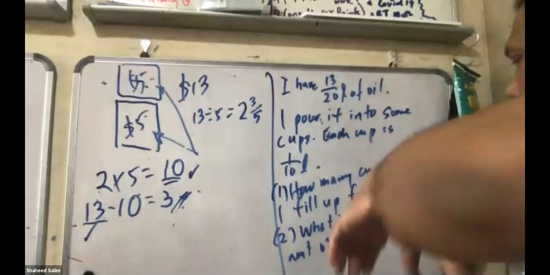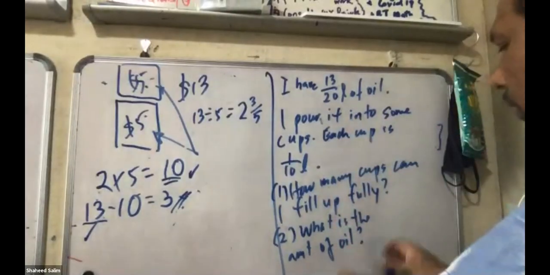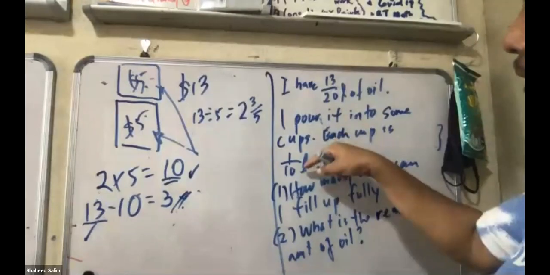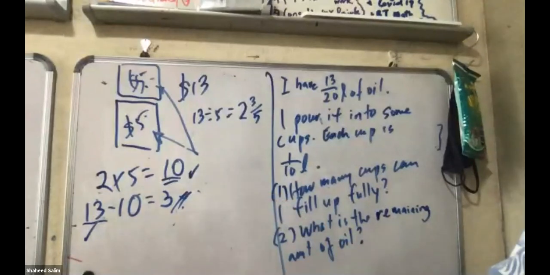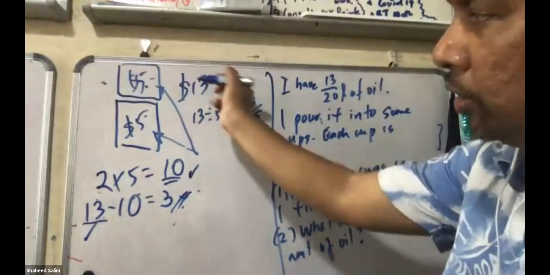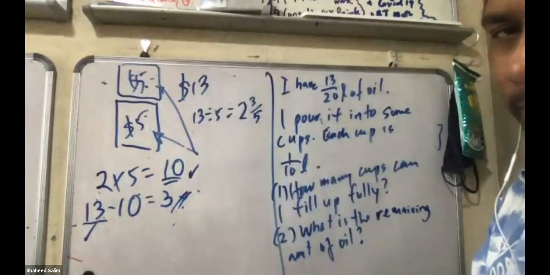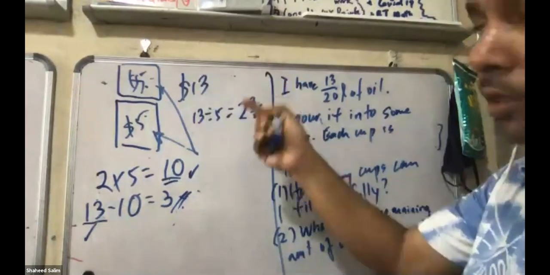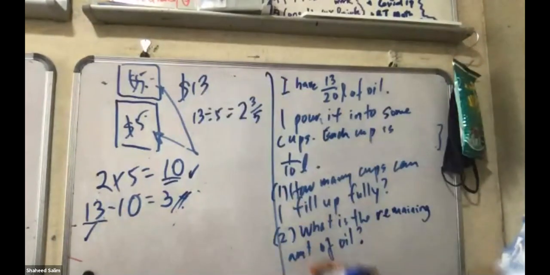What is question number 2? What is the remaining amount of oil? It is the amount of oil that you did not pour. After you pour into the containers, there's some extra. Just like up here, after you put $5 in each packet, you have $3 extra. You want to find how much oil is the extra oil.